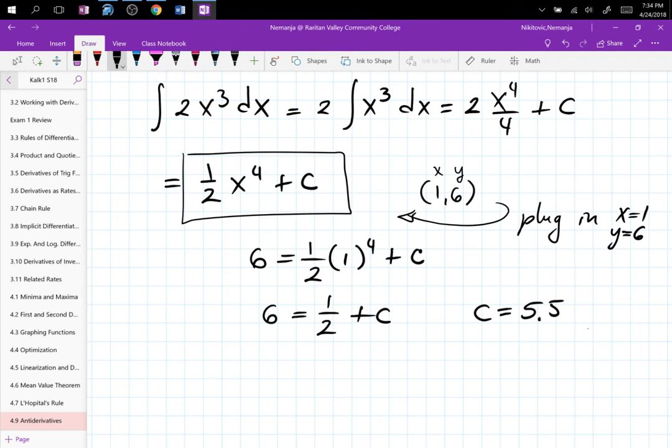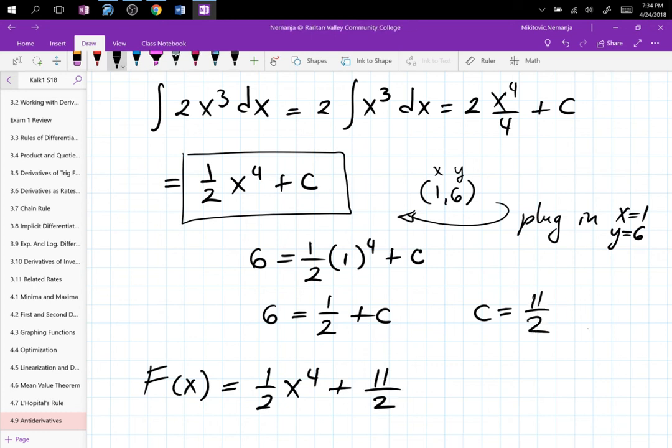So now your particular solution, we call this the antiderivative capital F of x, is going to be 1/2 x to the 4th plus, well, we can go 11/2, right? It's better. 11/2 is nicer for math. 11/2.